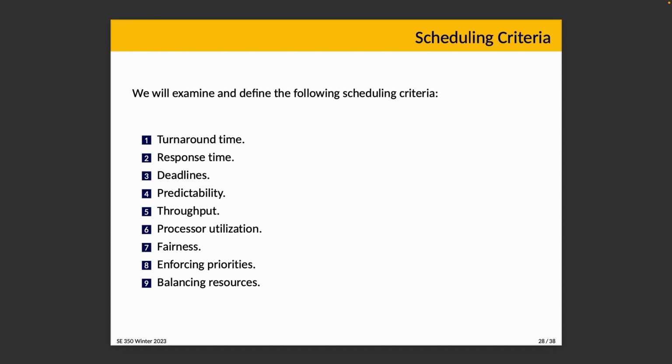Number 5 in the list is throughput. Scheduling policy should try to maximize the number of threads that complete in a given amount of time. It's a way of figuring out how much work is actually being accomplished, right? It's a way of assessing how much we're getting done. Much depends obviously on the nature of the threads, but all other things being equal, we would like to accomplish more in the same amount of time.